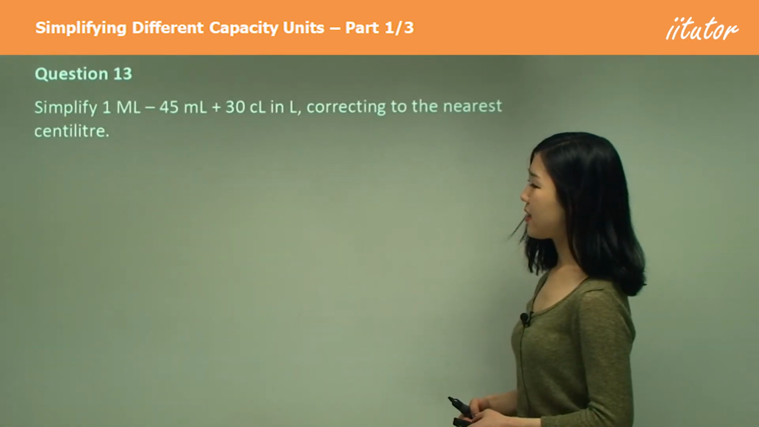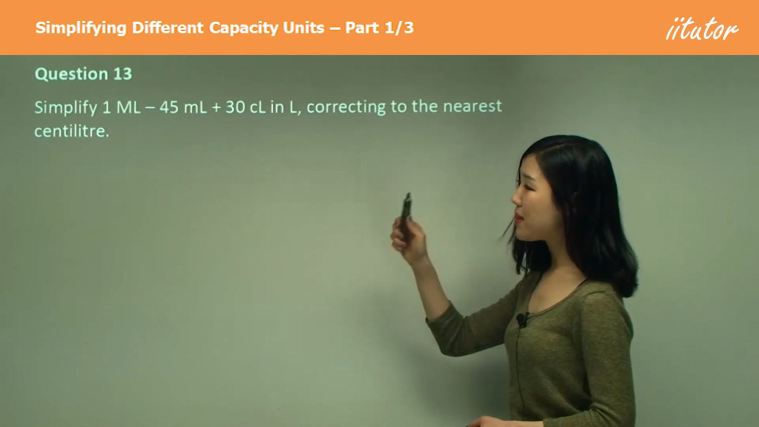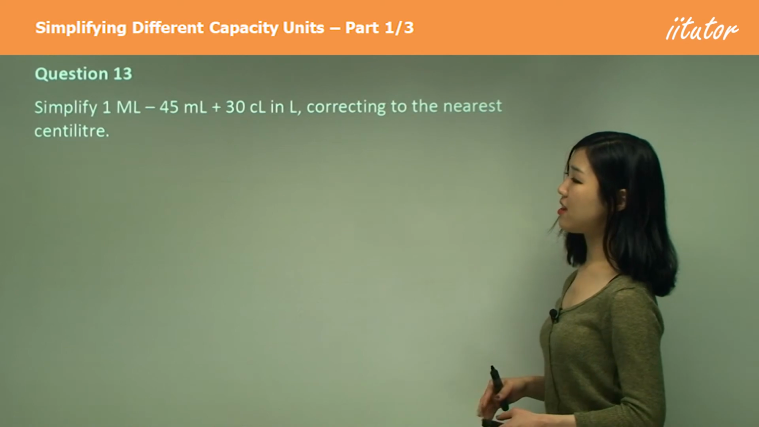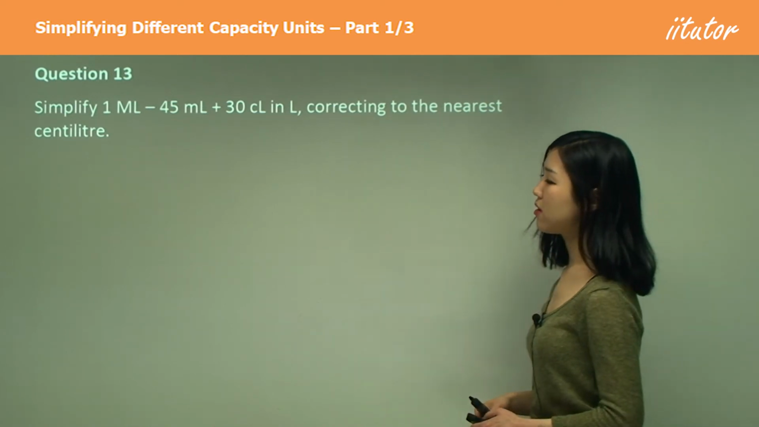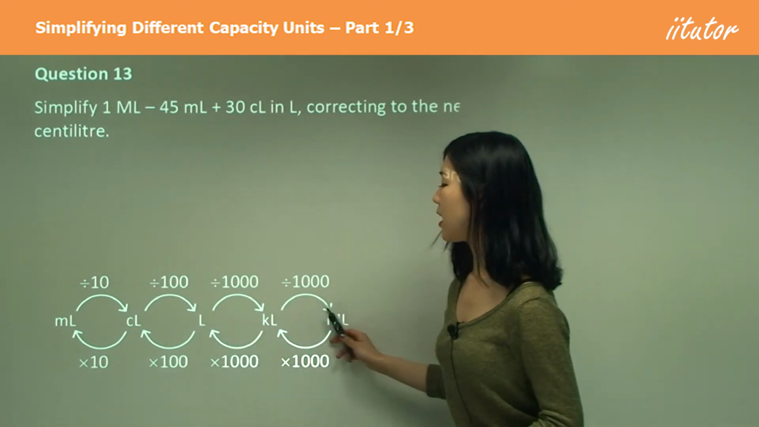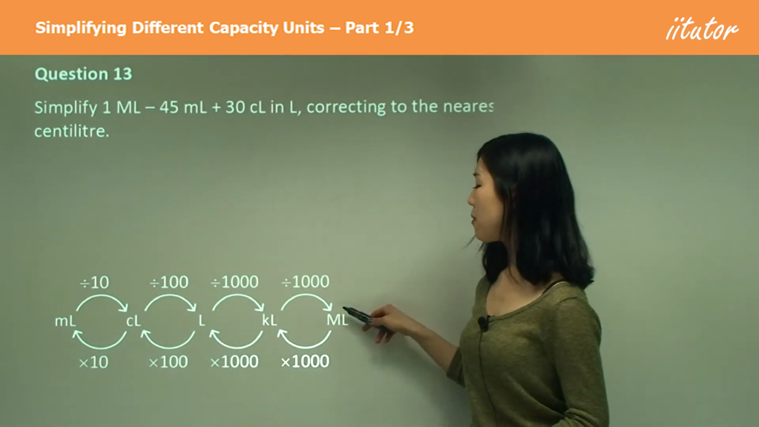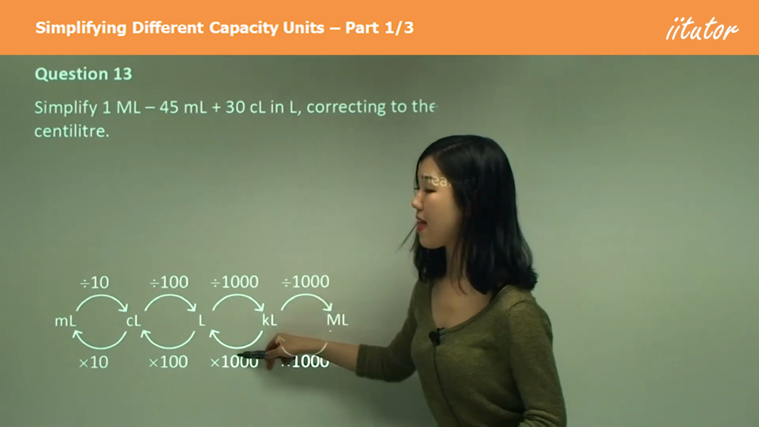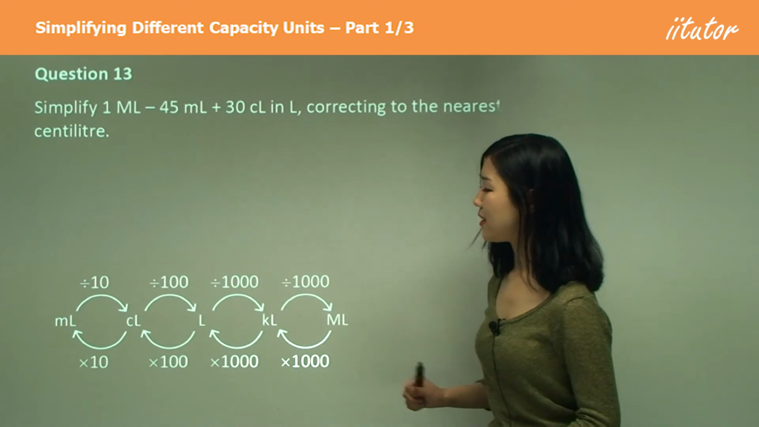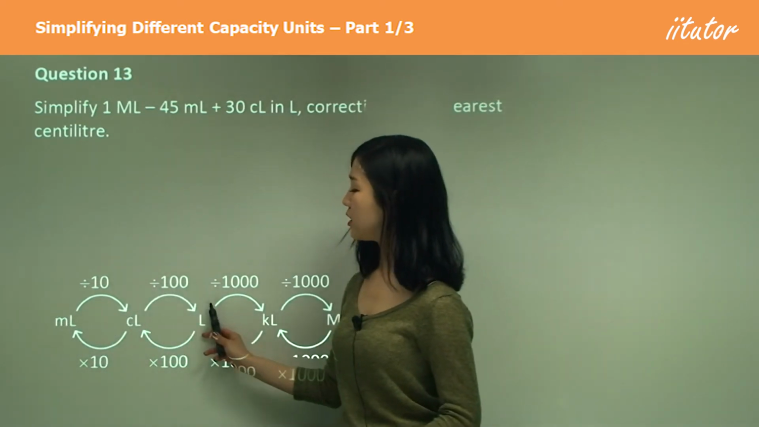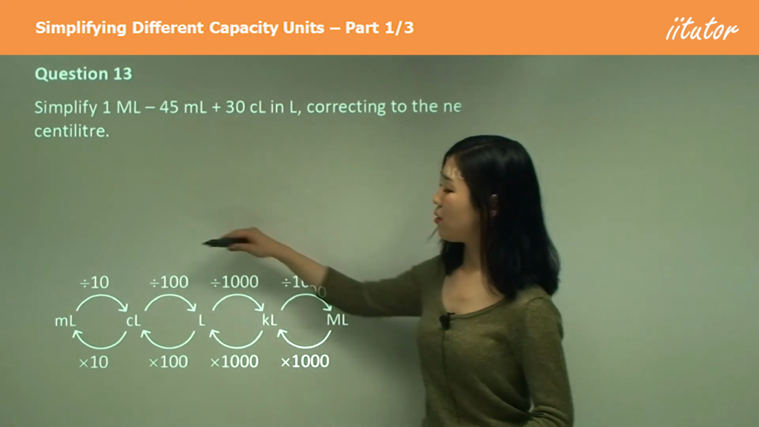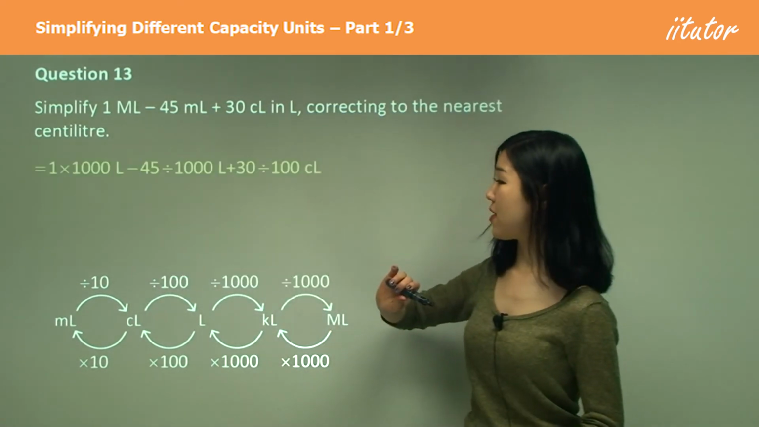Question 13. Again, we've got megaliters, and milliliters and centiliters, and we want to put it in liters. But it says correcting to the nearest centiliter. Okay, let's try that. So again, we've got the diagram. So megaliters to liters, large to small, we multiply, but we multiply by 1,000 and then 1,000 again. Now milliliters to liters, we go from small to large, so we divide by 1,000. And centiliters, we divide by 100. So put that all in like that.